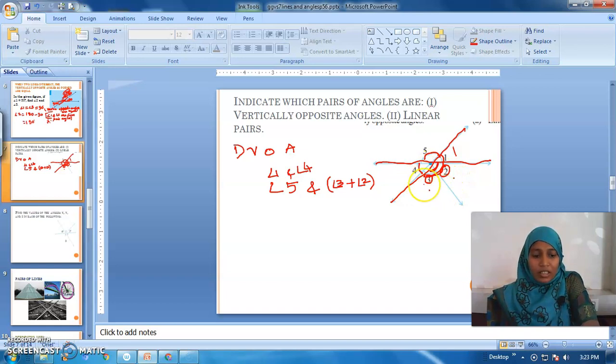Is it clear? I will show it again. See here, opposite to 5 is neither 3 alone nor 2 alone. It should go together, from this line to this line. Then only we can say it as vertically opposite angles. Is it clear, children? First pair is angle 1 and angle 4. Second pair is angle 5 and angle 3 plus angle 2.